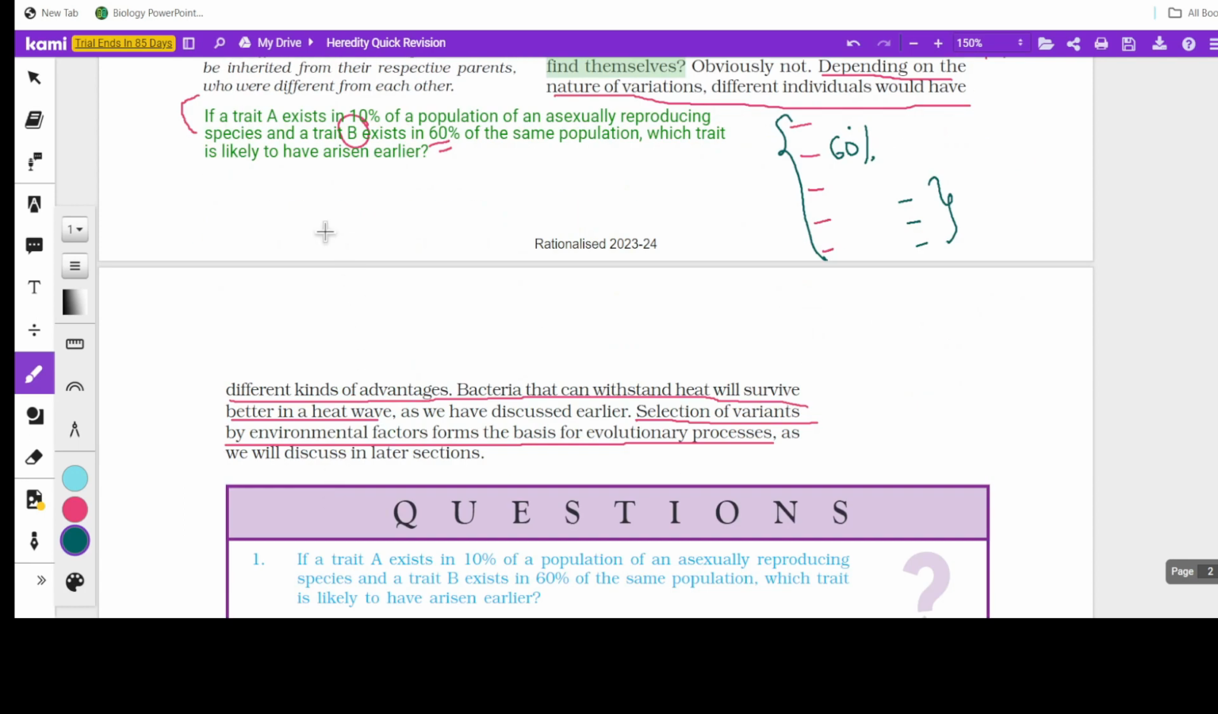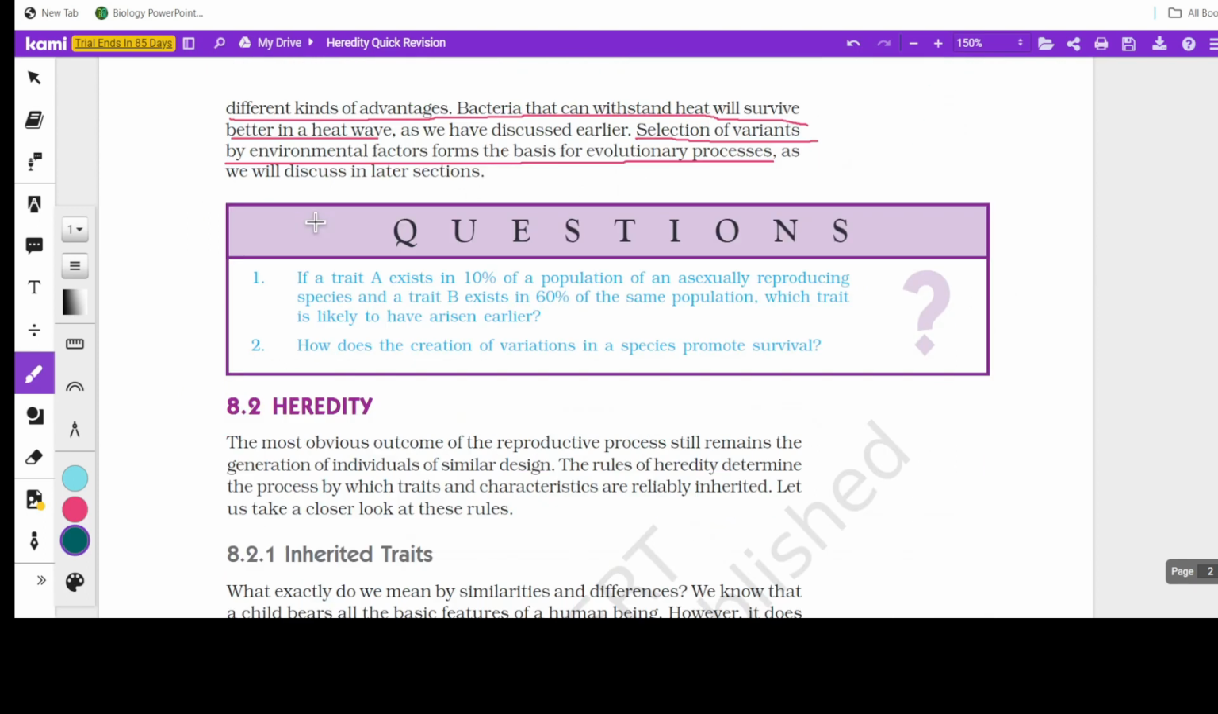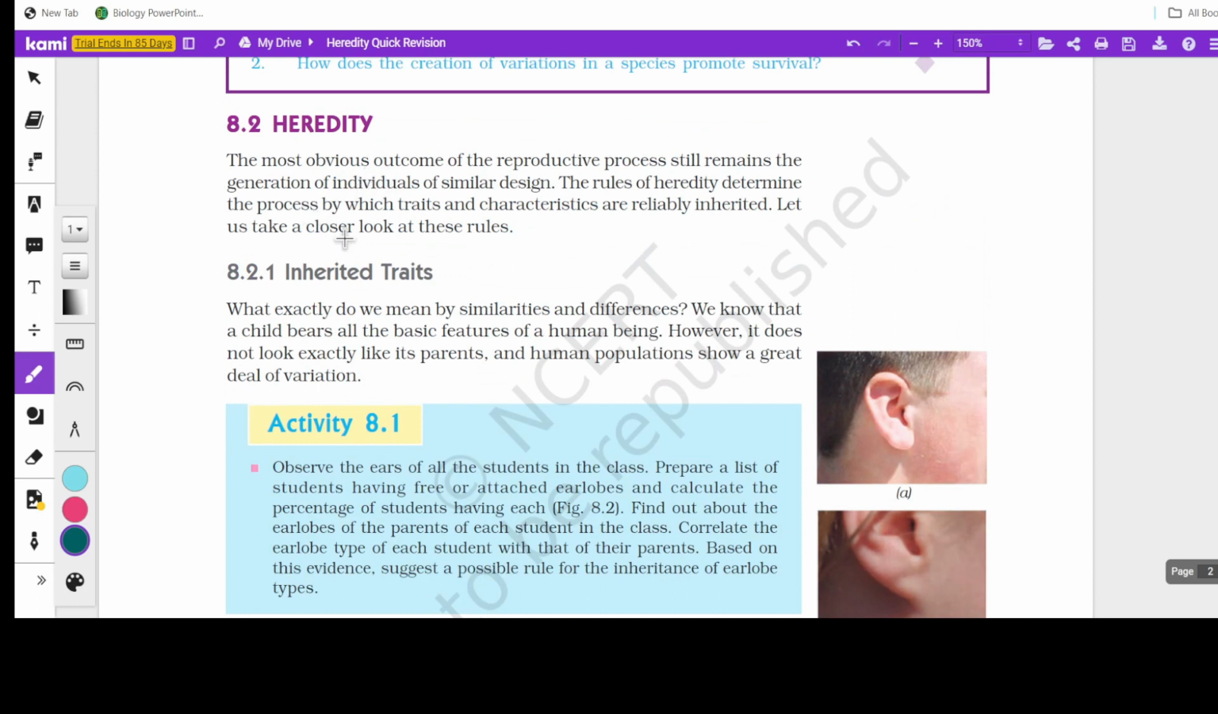Clear? So this is one of the questions. This question is also found many times in a paper. Then coming to heredity, remember here they have mentioned inherited traits.